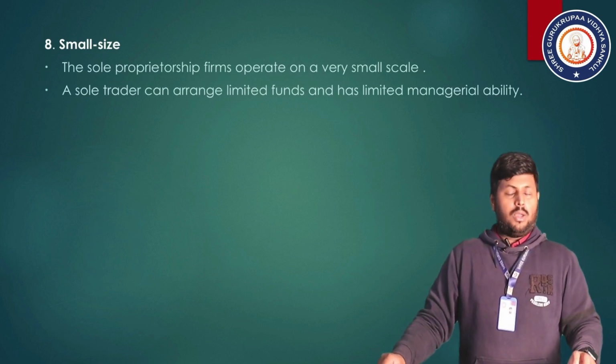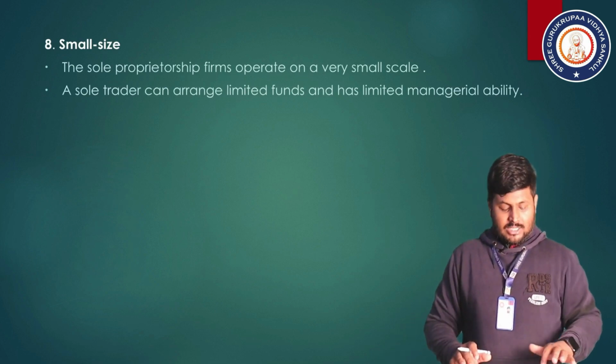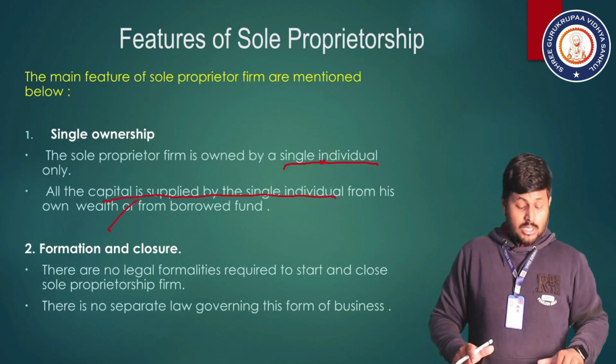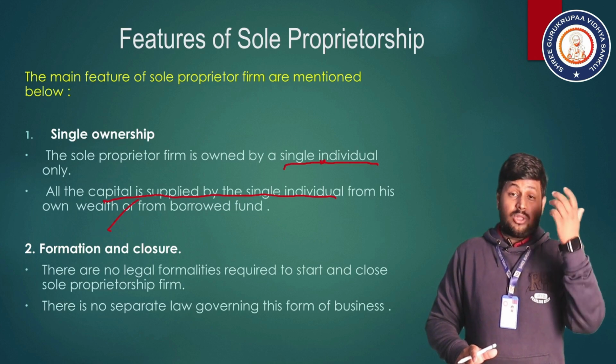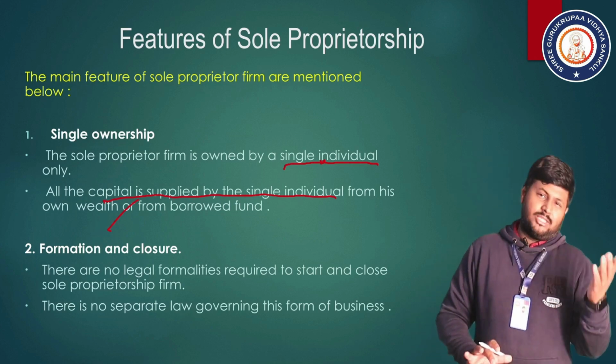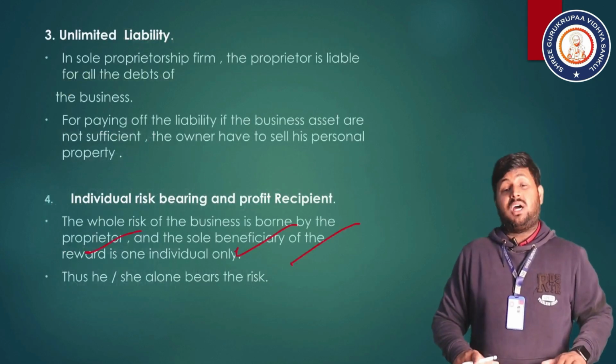Okay, so these were the features. Let's see what we have studied so far. We have seen single ownership, where all the things are managed by the single individual. Second, formation and closure: easy to form, easy to close. Third, we have seen unlimited liability.